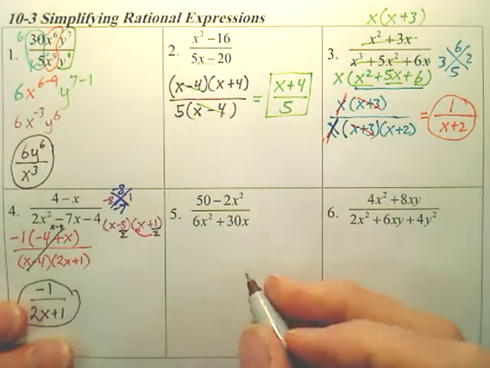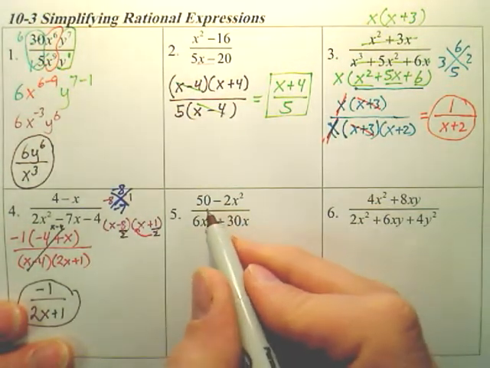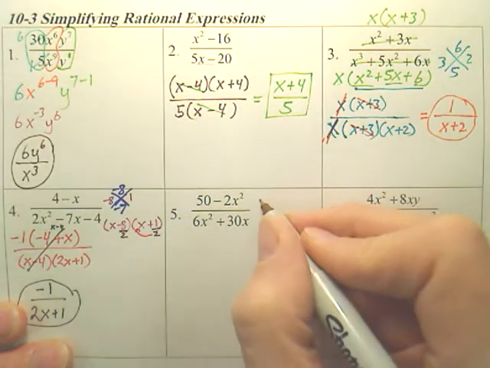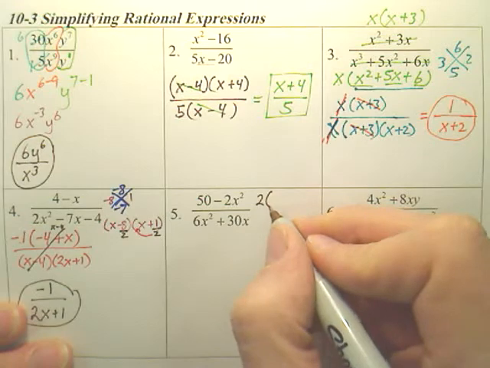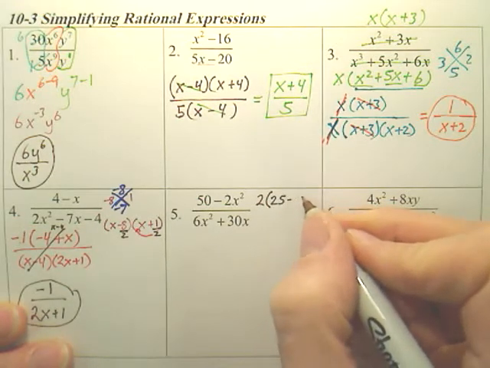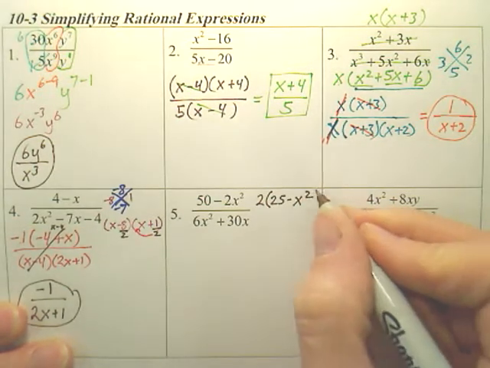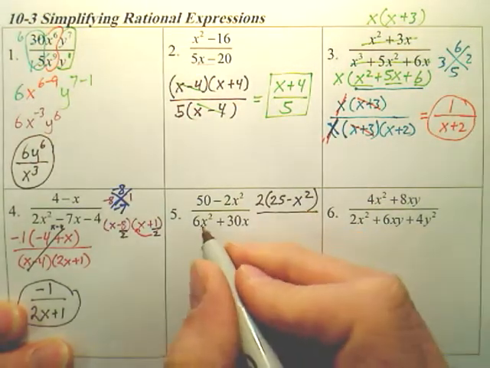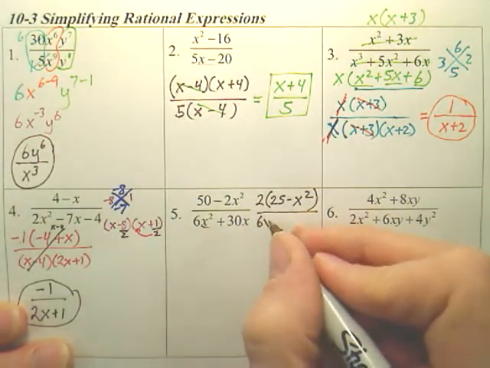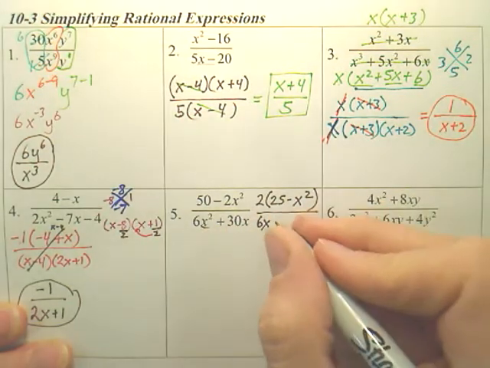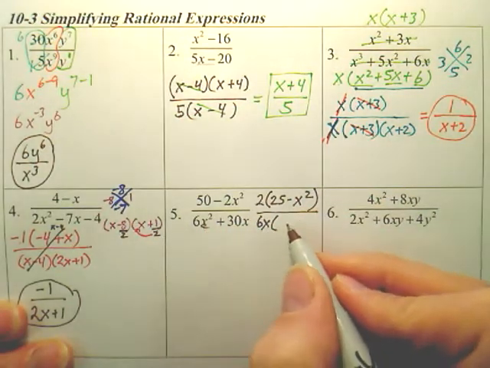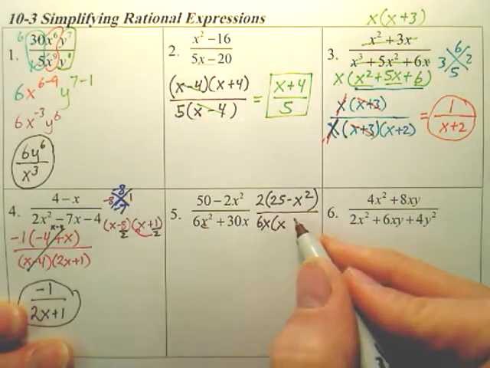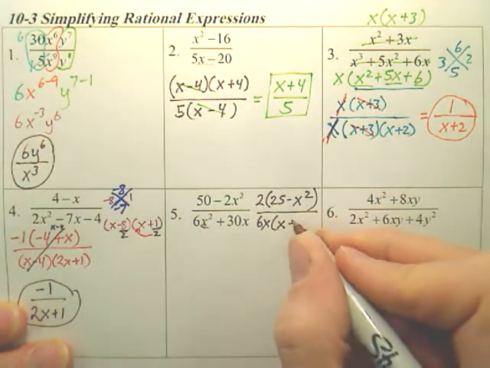Number 5. Let's look for GCFs. That's the first thing we look for. Is there a greatest common factor? Yeah, what I see here, I see a 2 could be pulled out, leaving me 25 minus x squared. And on the bottom, I see a 6x that can pull out. Out of both of these, I have a 6x. That leaves me 6x times what gives me 6x squared? That looks like x. 6x times what gives me 30x? That looks like 5.